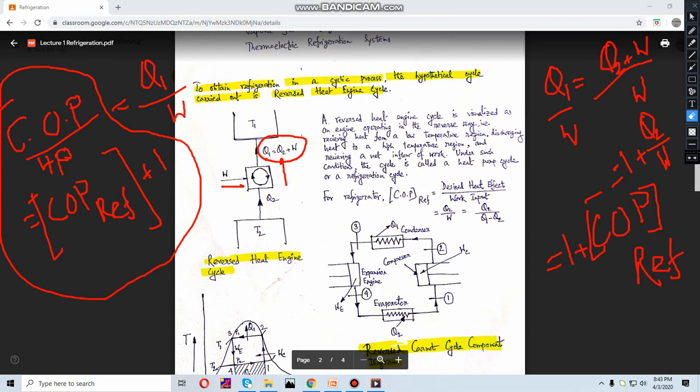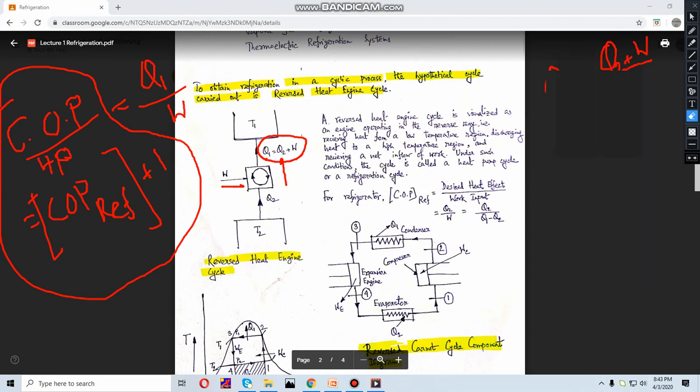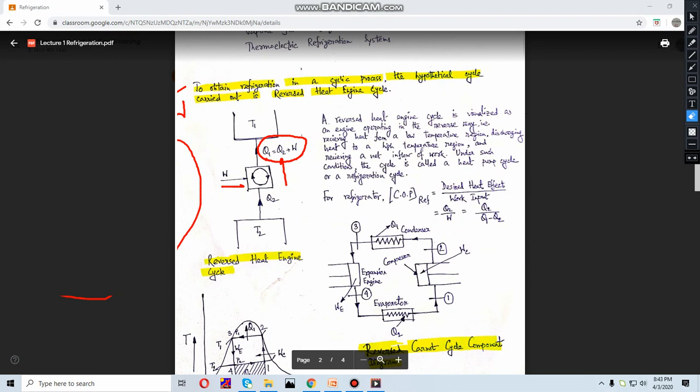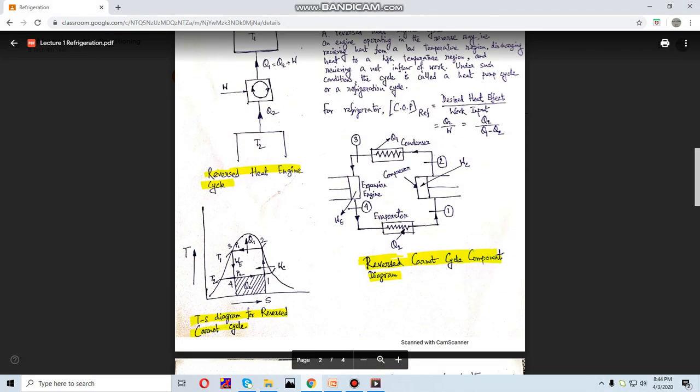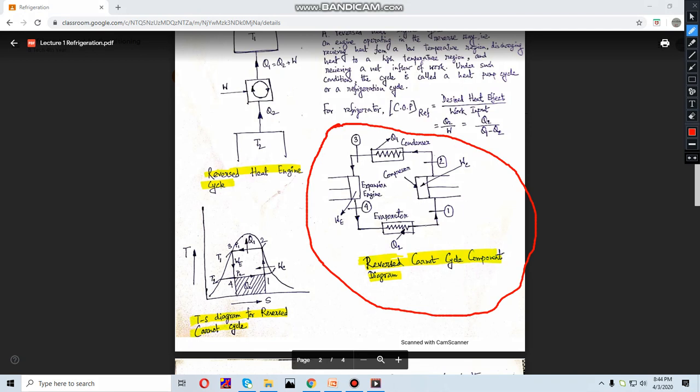Now we have discussed much more about the COPs and all. Now we will be dealing with the fundamentals of a refrigeration process, how refrigeration can be obtained from this reverse Carnot engine. So for that, we have to visualize an engine over here. First, the fluid which is providing us the refrigeration effect, the refrigerant, has to be compressed in this compressor. Now to compress, we have to provide some external amount of work, that is WC. So this is the compressor.